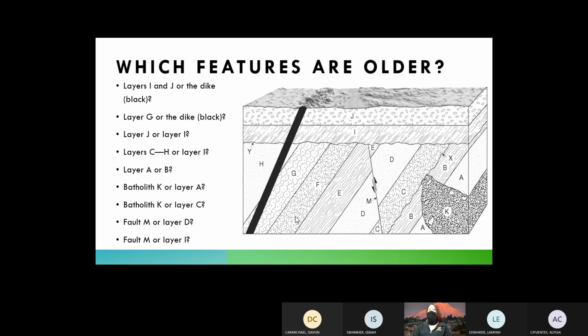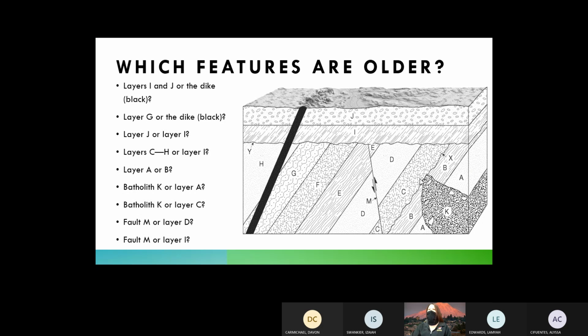Here's where we get a little more tricky. Batholith K or layer A? Which one's older? The layer A. Remember, batholith is that igneous intrusion. So it intrudes through layer A and through layer B. So in order for it to intrude, and you can see the inclusions in here, it's kind of small. That tells us layer A is older.